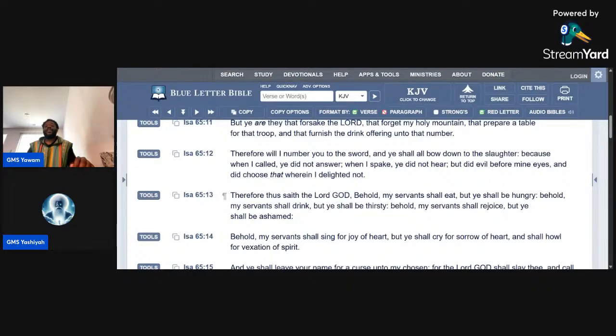So therefore, they're going to eat of the fruit of their ways. They're going to essentially reap of what wickedness works. So the reward for wickedness is going to be destruction. They essentially reap what they sow. Right.